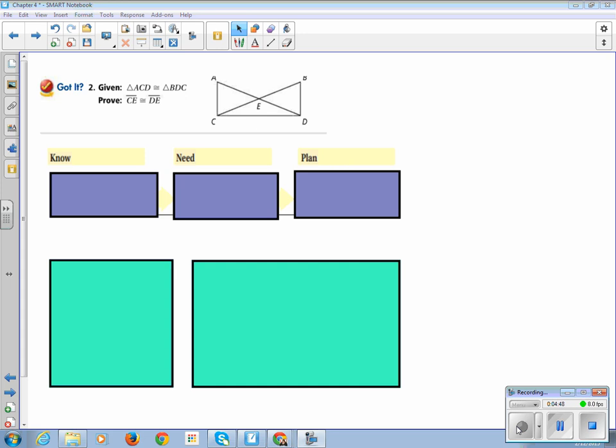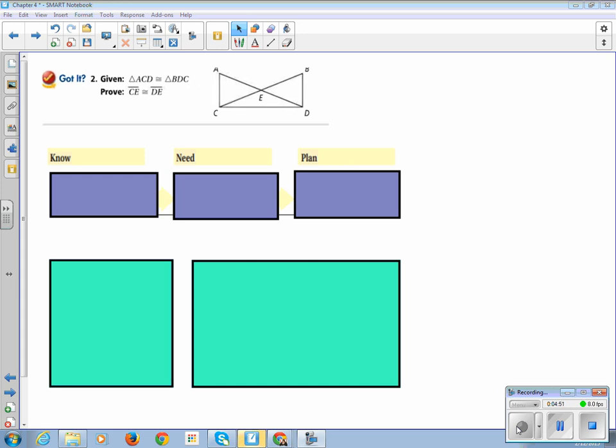All right, so let's take a look at this problem here. We have triangle ACD congruent to BDC. We want to prove that CE is congruent to DE. So we want to show that those two sides are congruent. So what we're going to evaluate is, what do we know? We know that two triangles are definitely congruent. So triangle ACD is congruent to BDC.